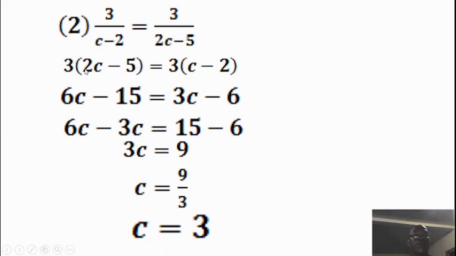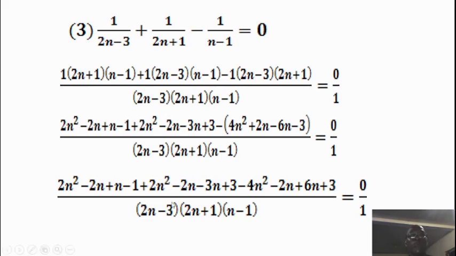To get this, open up brackets. 3 multiplying 2C is 6C, but this 3 has to multiply minus 5 to get minus 15. Do the same here. 3 multiplying C is 3C, and 3 multiplying minus 2 is minus 6. Then collect all like terms to get your 3C to be equal to 9, so C becomes 9 divided by 3, which is exactly equal to 3. We carry on. The next one.